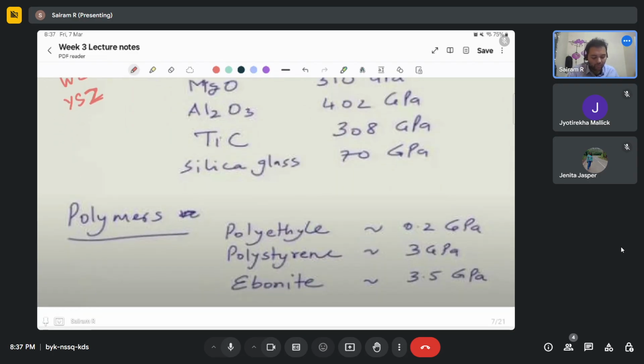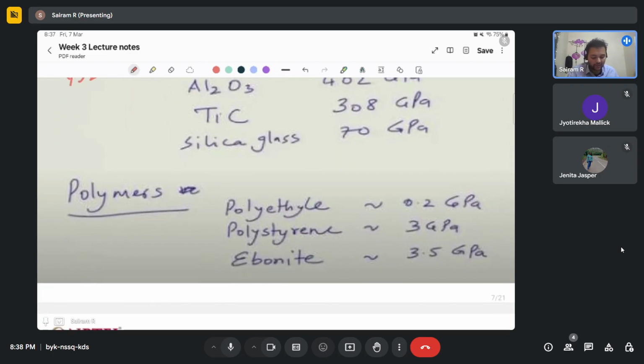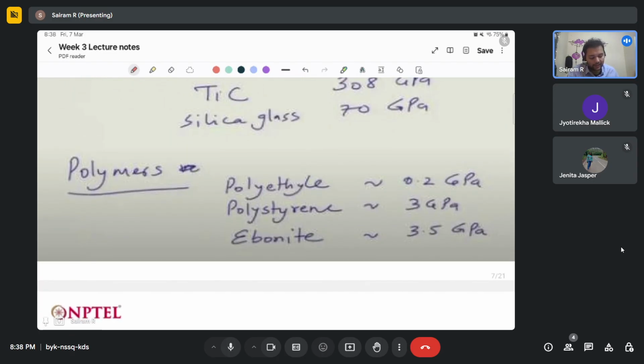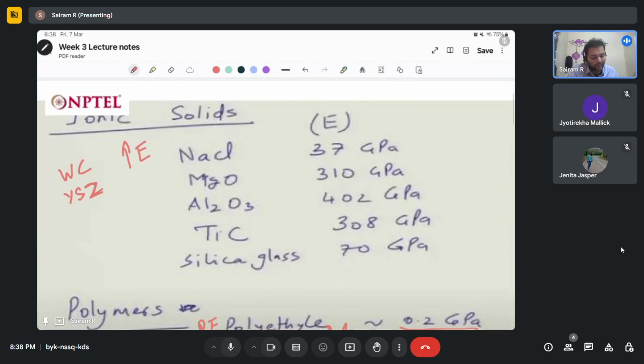Similarly, in the case of polymers, we see that polyethylene, PE, and polystyrene, PS, have polyethylene, which we use as normal polyethylene plastic bags in our daily lives. They have very, very, very low values of elastic moduli. In the case of polystyrene, it is considerably better than polyethylene, but it is still very low as compared to any of the above mentioned values that we have discussed here.